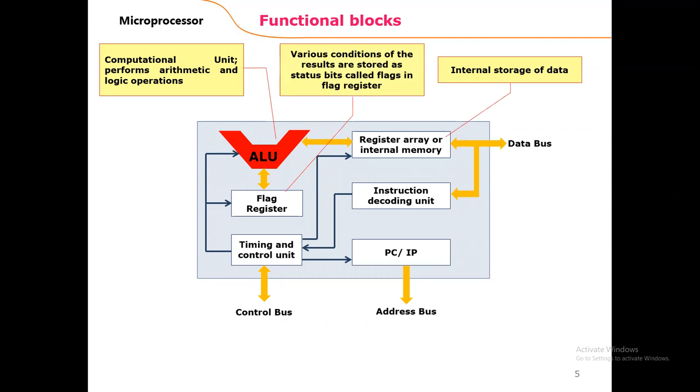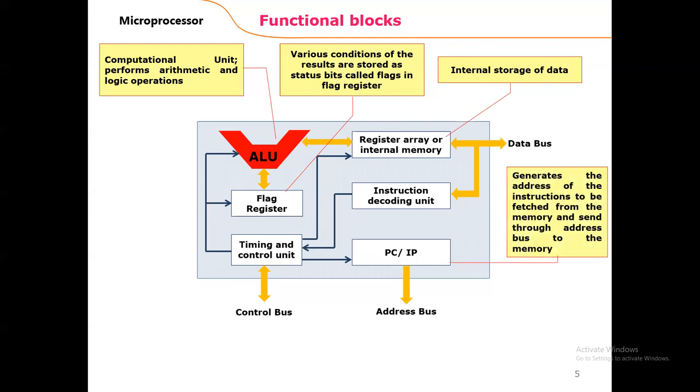The second one is the flag register. In this part, various conditions of results are stored as status bits, called flags, in the flag register. The register array is the internal storage of data, meaning we store data there. The BIU, the bus interface unit, generates the address of the instruction to fetch. Fetch means carry from the memory, and it sends the address through to the memory.